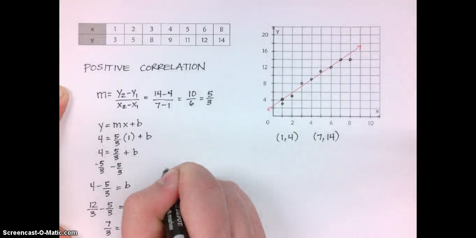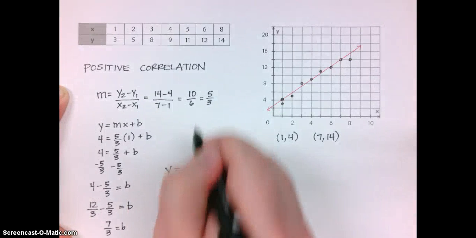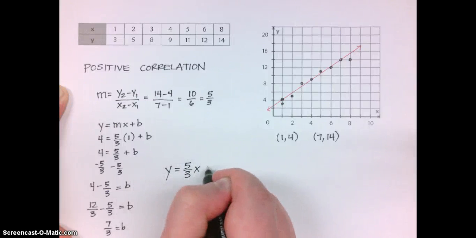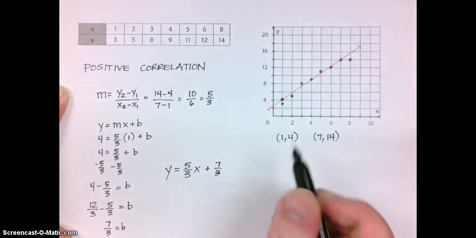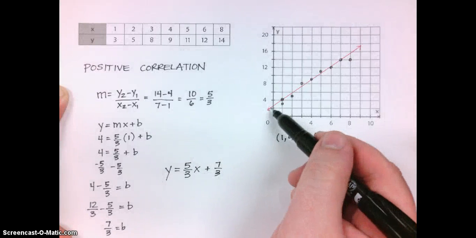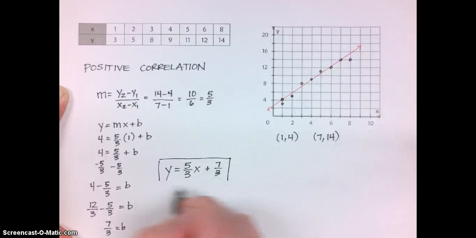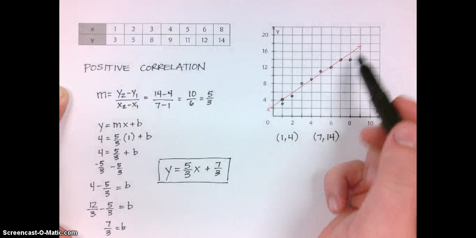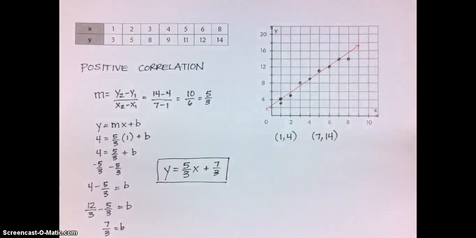So when I write my formula in slope-intercept form, I'm going to have y is equal to the slope, which is 5/3, times x, plus my b is 7/3. That means it's crossing the y-axis at 7/3. So just over 2. And I have successfully written an equation for the line of fit, this red line, which is a good representation of all of that data.